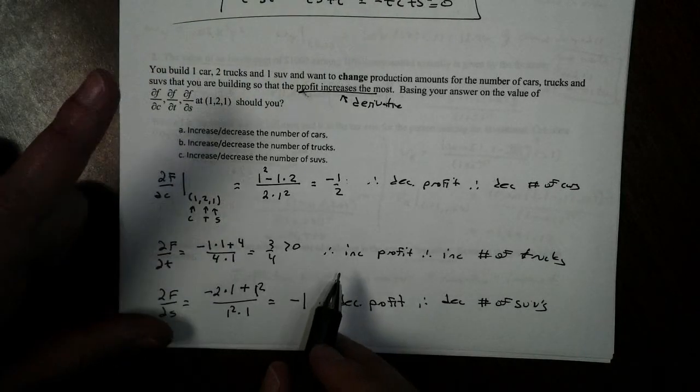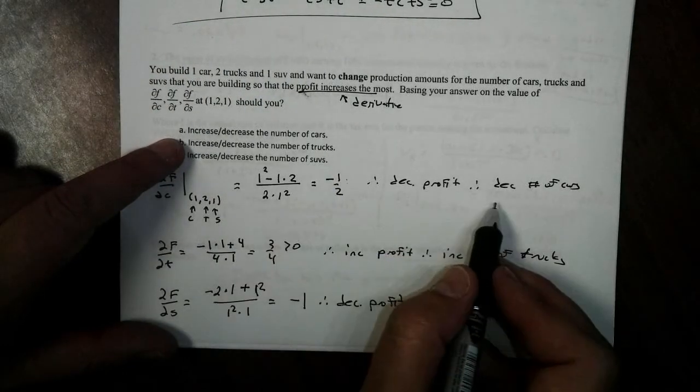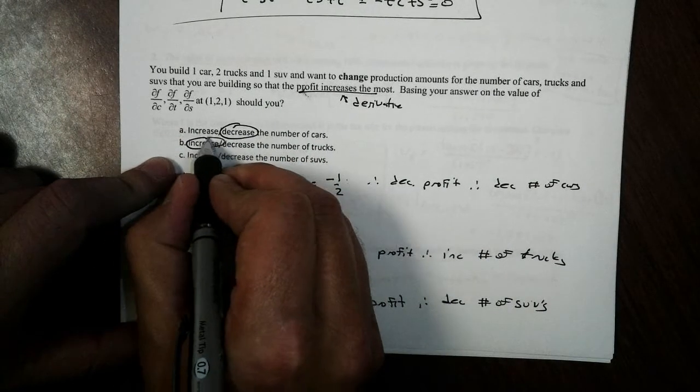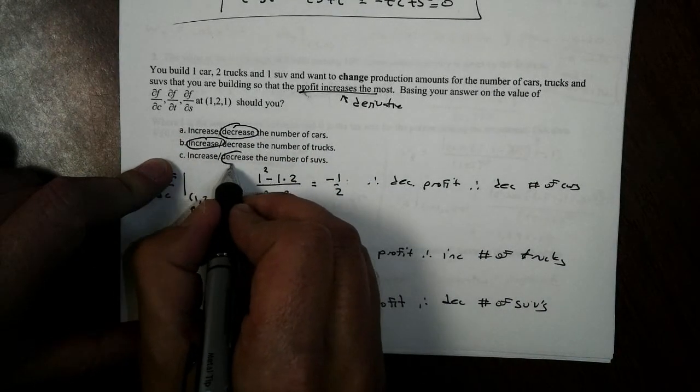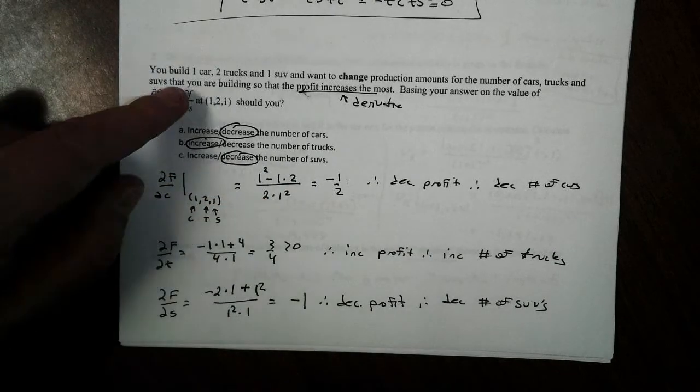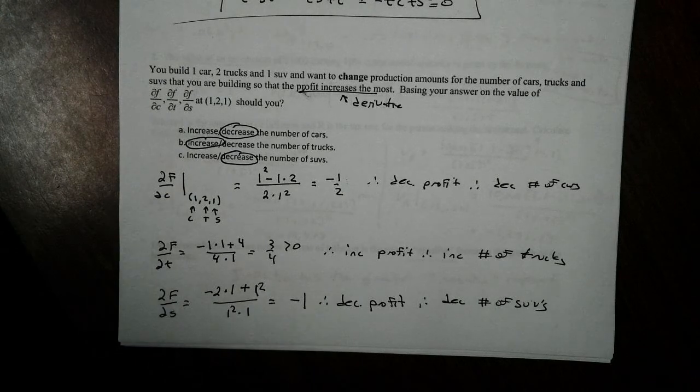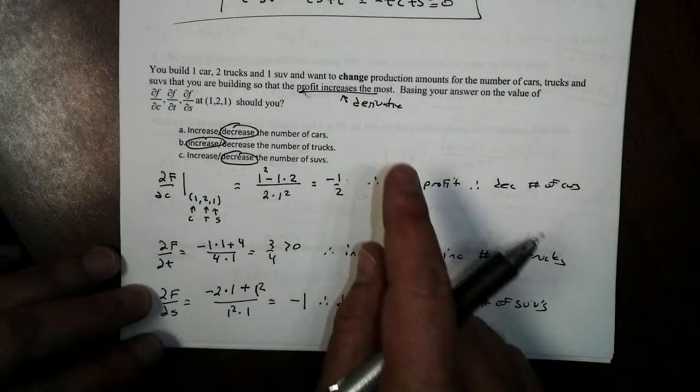So for the number of cars, we should decrease them. The number of trucks, increase them. And we just said decrease the number of SUVs. So that's saying if we already built 1 car, 2 trucks, 1 SUV, and we want to increase our profit the most, basically it says build trucks.